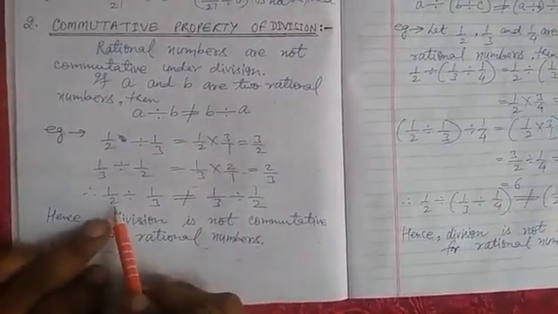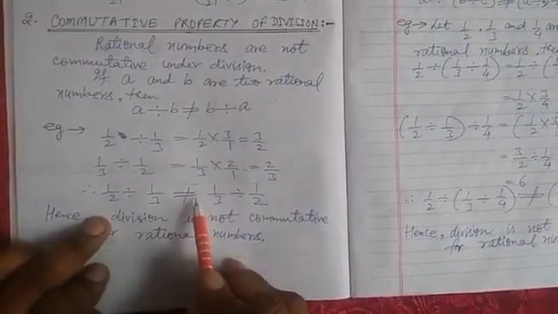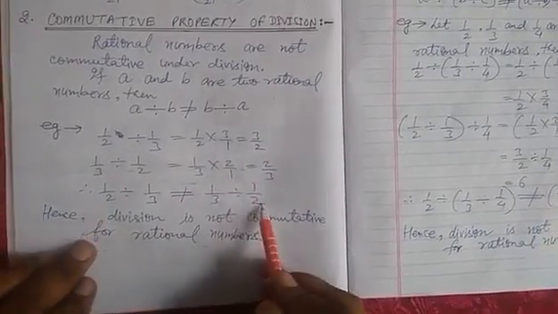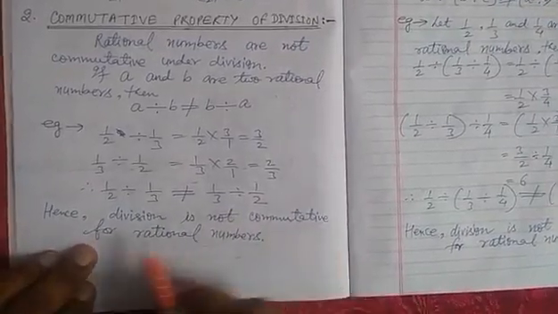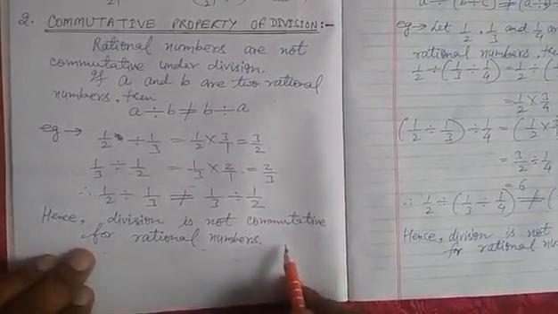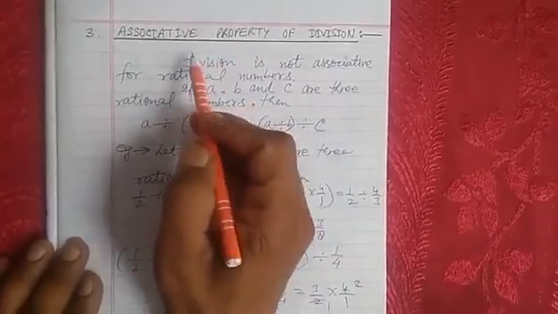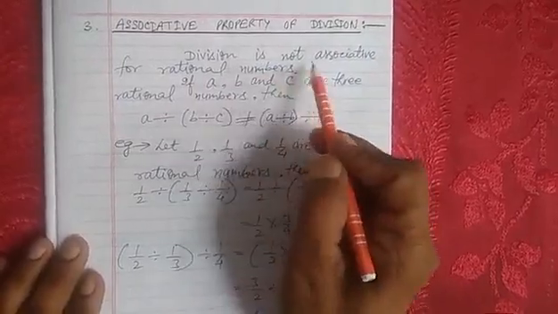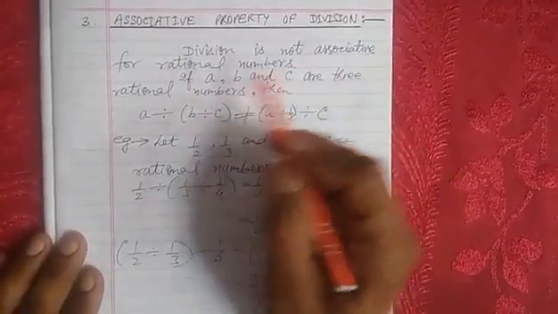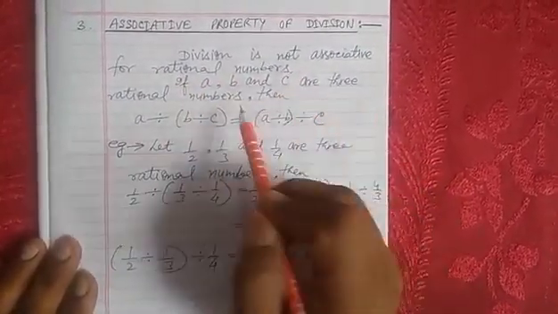Therefore, 1 by 2 divided by 1 upon 3 is not equal to 1 upon 3 divided by 1 upon 2. Hence, division is not commutative for rational numbers. Third property is associative property of division. Division is not associative for rational numbers.